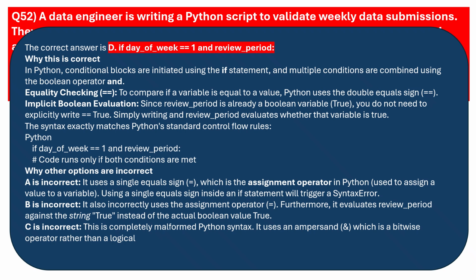Why other options are incorrect? A is incorrect. It uses a single equal sign, which is the assignment operator in Python, used to assign a value to a variable. Using a single equal sign inside an if statement will trigger a syntax error. B is incorrect. It also incorrectly uses the assignment operator. Furthermore, it evaluates review_period against the string "true" instead of the actual Boolean value True. C is incorrect. This is completely malformed Python syntax. It uses an ampersand symbol, which is a bitwise operator rather than a logical one.